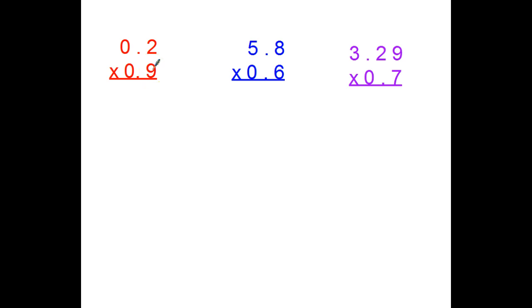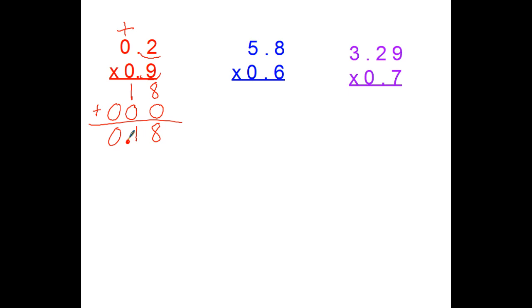This time I'm going to go all the way through with the zeros just so that you can see what would have happened. 9 times 2 is 18. Carry my 1. 9 times 0 is 0, plus 1 is 1. Marco Polo. 0 times 2 is 0. 0 times 0 is 0. Add them up. And then I count over my places. 1, 2 total places over, so 1, 2, 0.18.